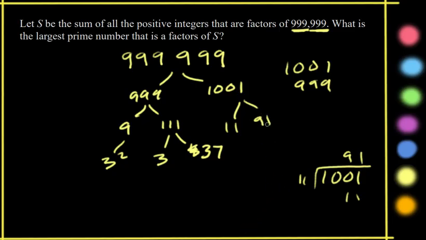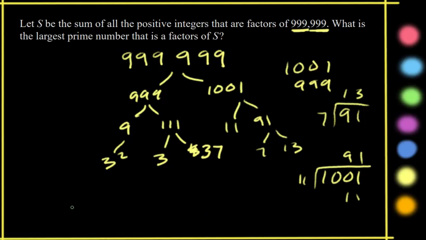So now do I have the prime factorization? Let's see, is 91 prime? 91 is divisible by 7, I think, right? Yeah, because 13 times 7 is 91. Oh, that's a tricky one. Okay, so this is actually 7 times 13. Okay, so I think I have the prime factorization now.